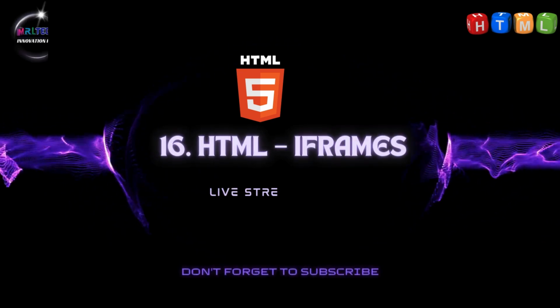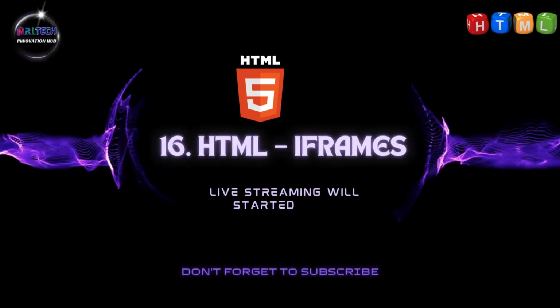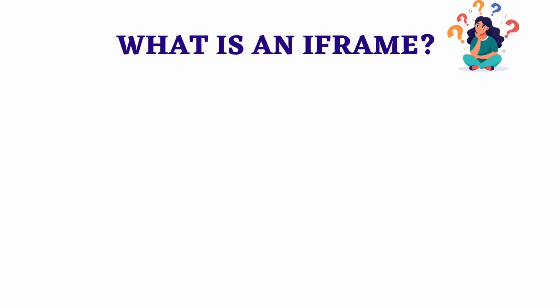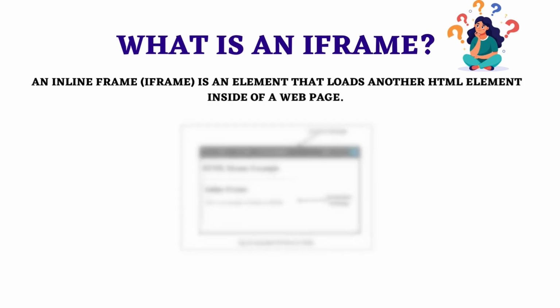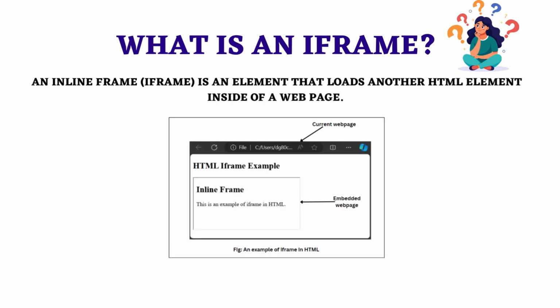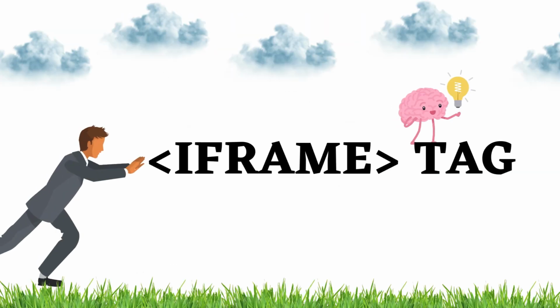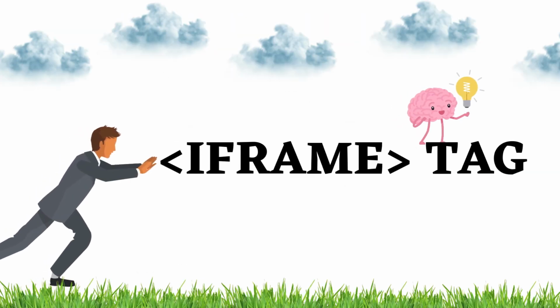HTML iframes embed external content such as web pages or media within a web page. What is an iframe? An inline frame, or iframe, in HTML lets you display a separate document within a rectangular area on your web page. It's like embedding another website, image, or document inside your page without reloading the entire thing. Let's check out a simple example. Here's how you can use the iframe tag.